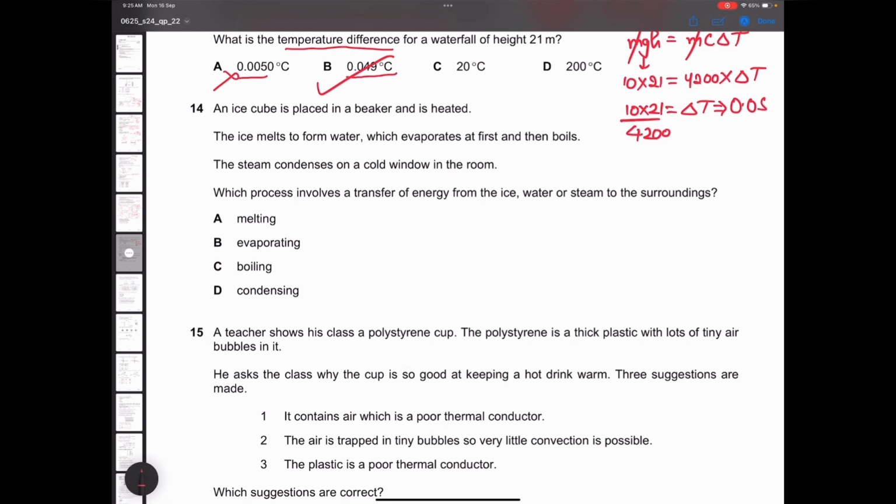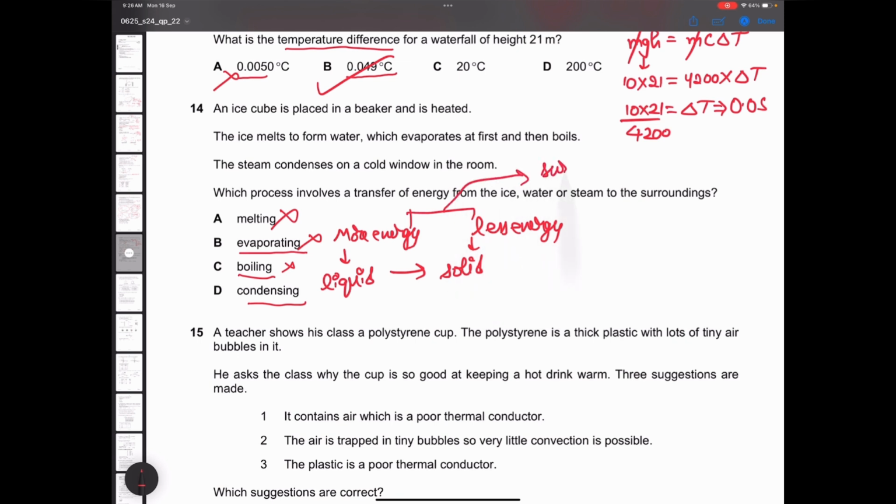In melting, you supply energy to melt, so this is not the answer. Also in evaporation, the liquid is converting to steam, so you're supplying energy. It is not decreasing energy. In boiling as well, you're supplying energy. However, in condensation, the liquids have more energy. When it changes to a solid, solids have less energy. So where is this energy going? This energy is going to the surroundings. So D will be the correct answer in this case.